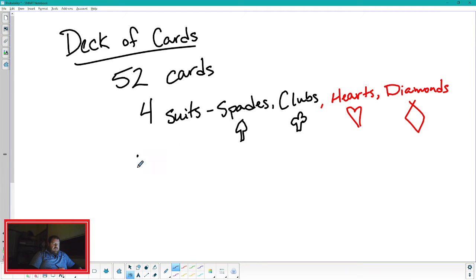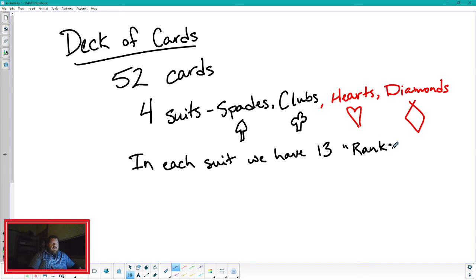In each one of the suits, let's say in each suit, we have 13 what we call ranks. And I think the term ranks in a deck of cards kind of comes from sort of a military background, as in there's a hierarchy. There's definitely ones that are better, ones that are worse, and all that depends on what you're playing, what you're doing with the cards, that kind of thing.